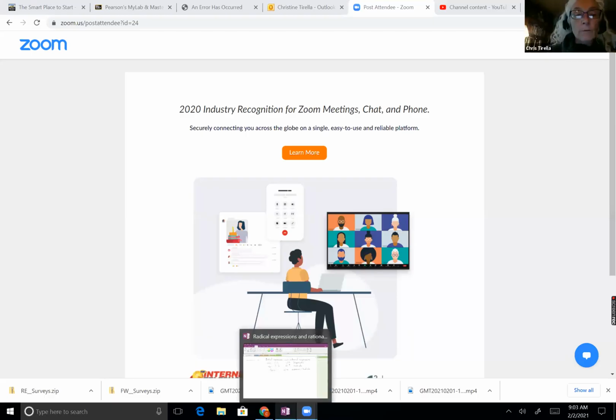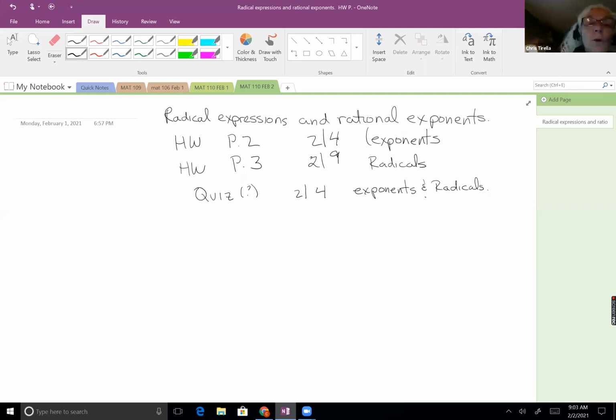And first off, in the OneNote, today we're going to look at radical expressions and rational exponents. That homework P2 is due by today. Homework P3 is due a week from today.